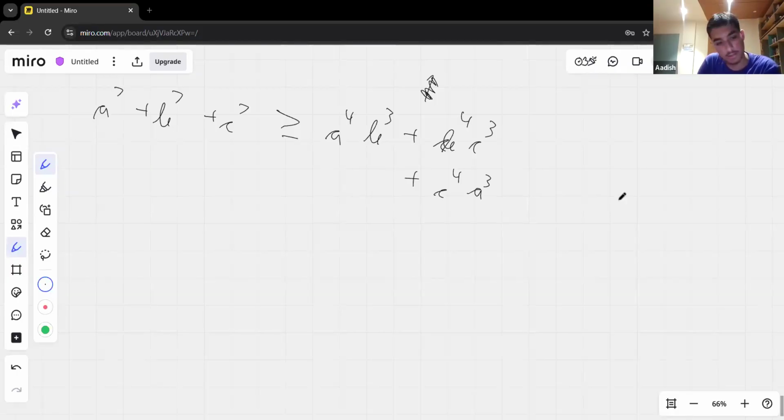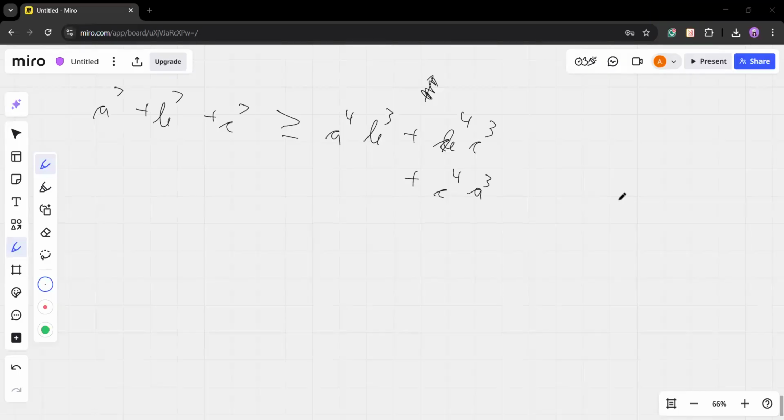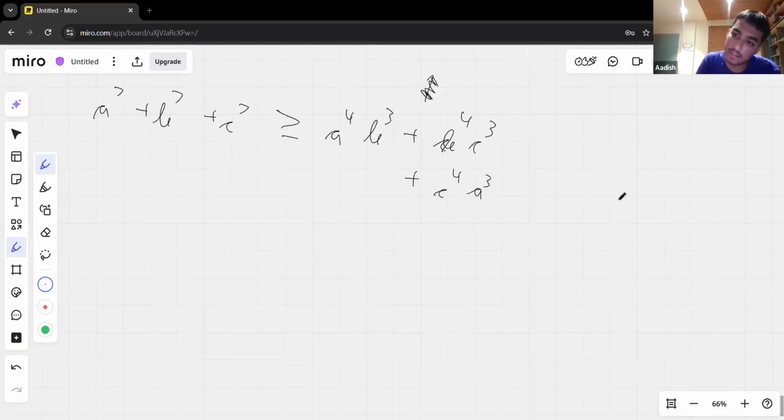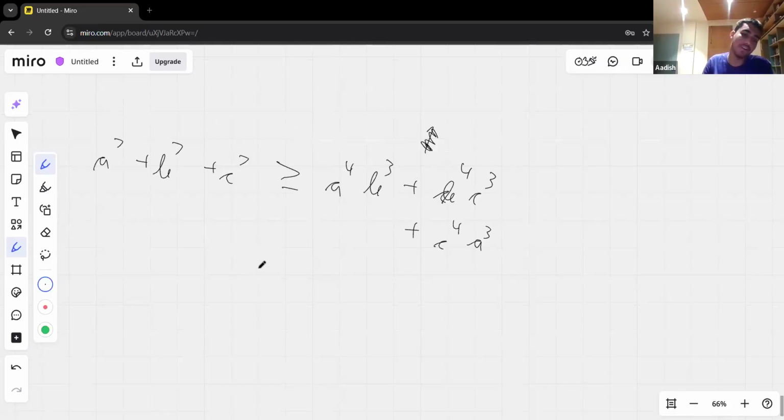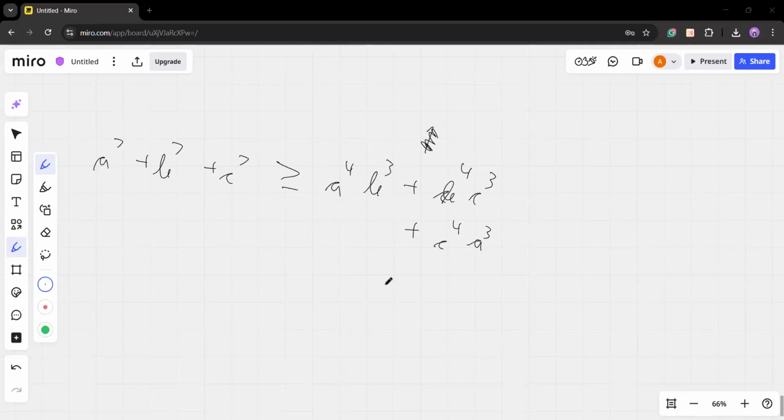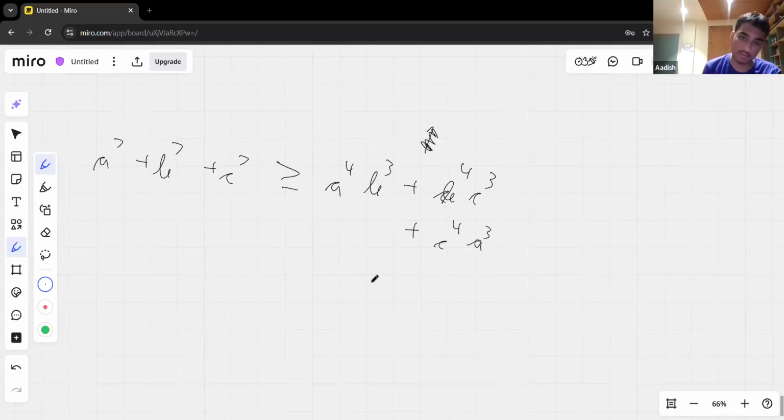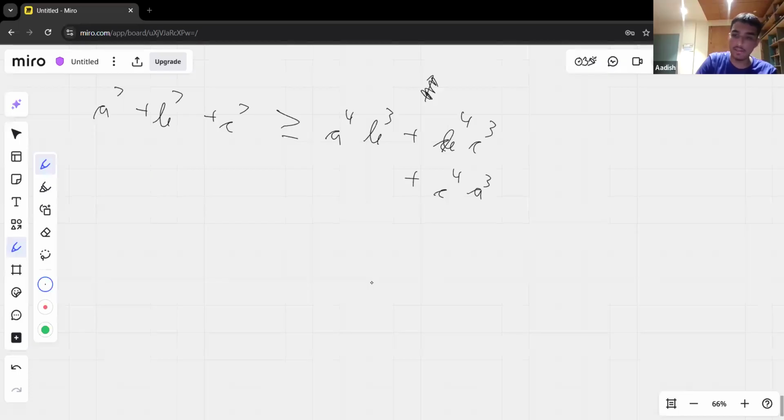It looks like rearrangement. Well, actually, you can do it by rearrangement, but let's go with the AM-GM proof. Any hints? Okay, actually, I'll just give a hint. Someone already said the answer in chat.